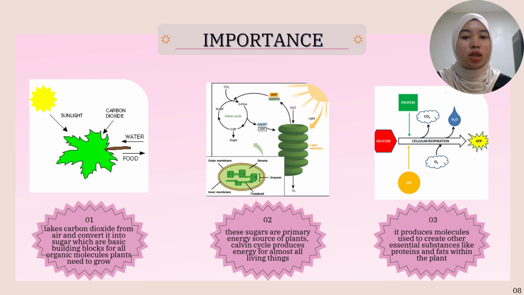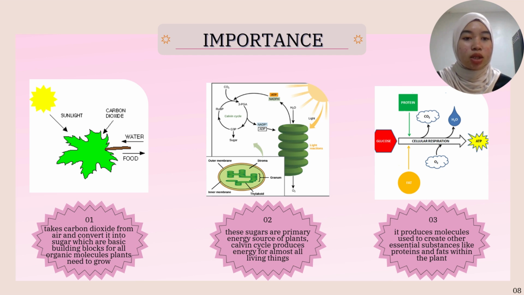The second one is that the Calvin cycle effectively stores energy captured during the light-dependent reactions in the form of ATP and NADPH into the stable chemical bonds of glucose, while ATP and NADPH are short-lived energy carriers. Glucose and other carbohydrates provide a long-term, usable energy reserve for the plant's growth, development, and metabolic processes.